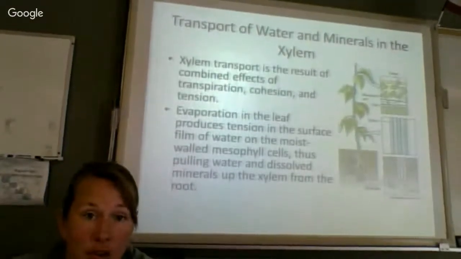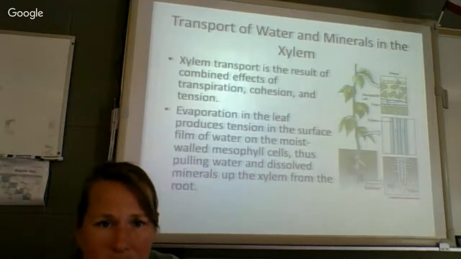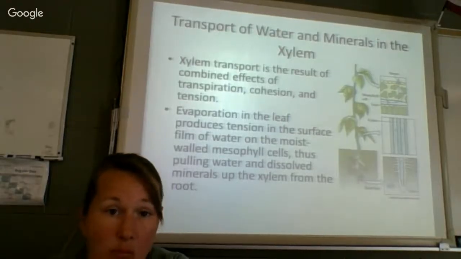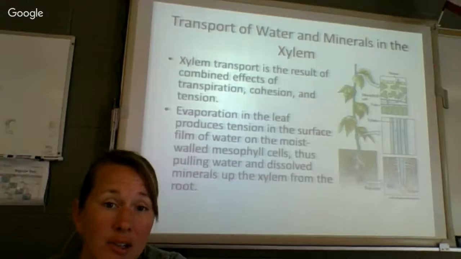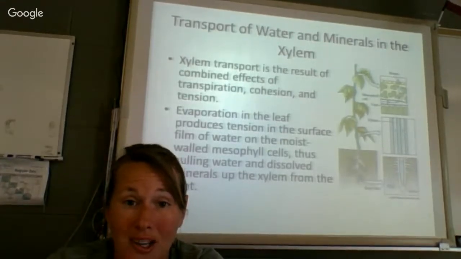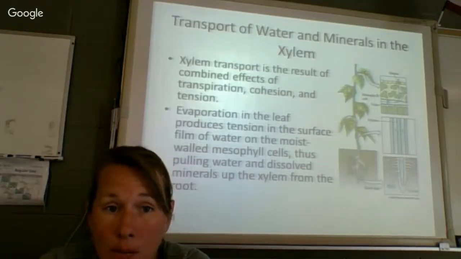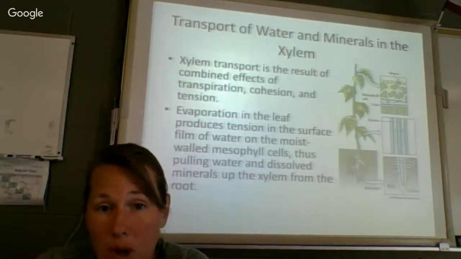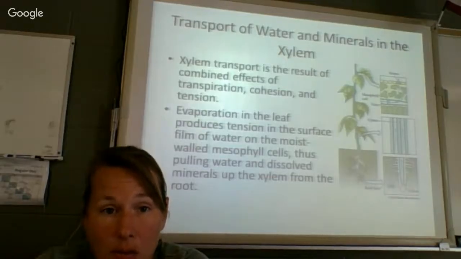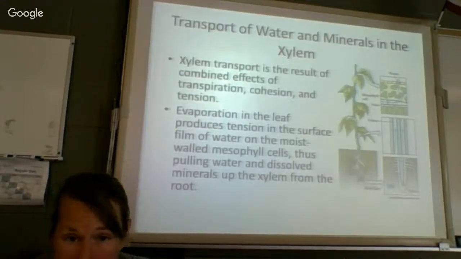There are lots of water properties, like cohesion, tension, and transpiration, that go into moving water through the plant. That doesn't actually take plant energy to move water. It does require energy to move the food in the phloem. But pretty much the properties of water move it throughout the plant, which makes it pretty efficient. All right, any questions on that? Make sure you see me.